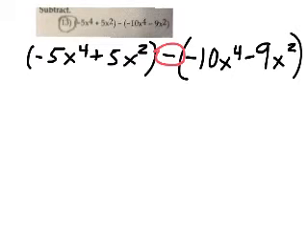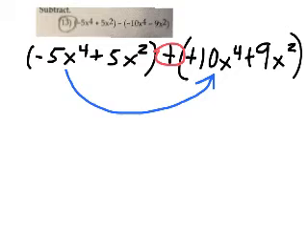A negative of negative 10x to the 4th is a positive. A negative 9x squared is positive, and that becomes addition now. So now all we're doing is combining like terms. So now we're going to look for like terms. Our like terms are these two. We can combine those two because they both have x to the 4th powers. So a negative 5x to the 4th power combined with a positive 10x to the 4th power is a positive 5x to the 4th power.